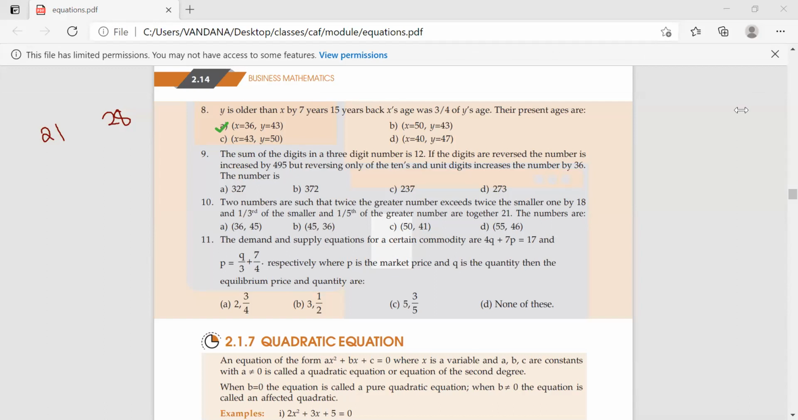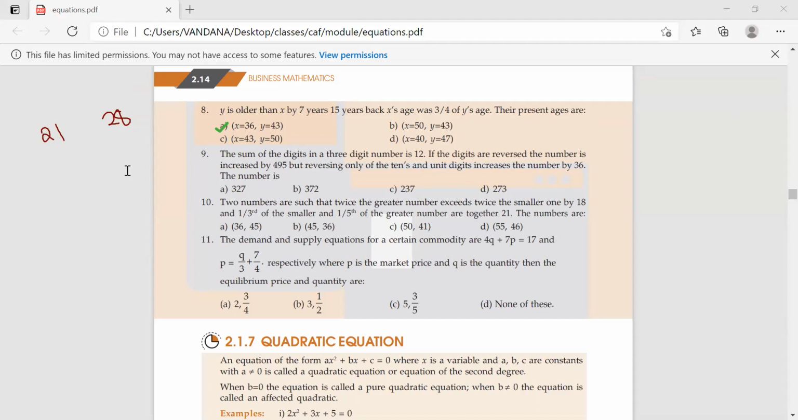Reversing म्हणजे काय? तेच digit पण वेगवेगळ्या places वर आले पाहिजे ना. So 237 plus 495. 237 में 495 अगर ऐड कर दिया तो you will get 732. But reversing only of tens digit and units digit increases.